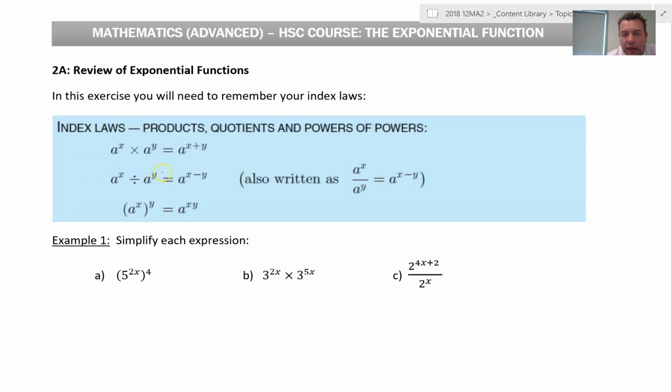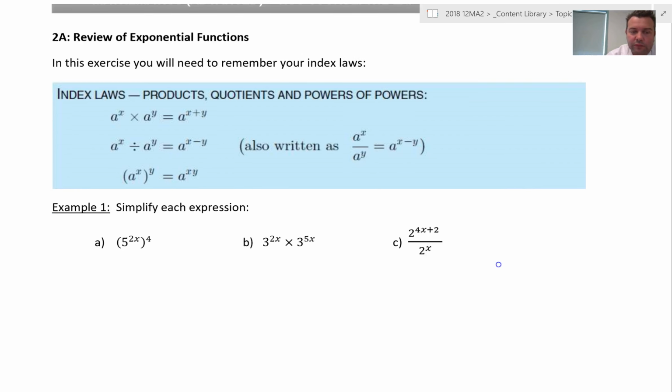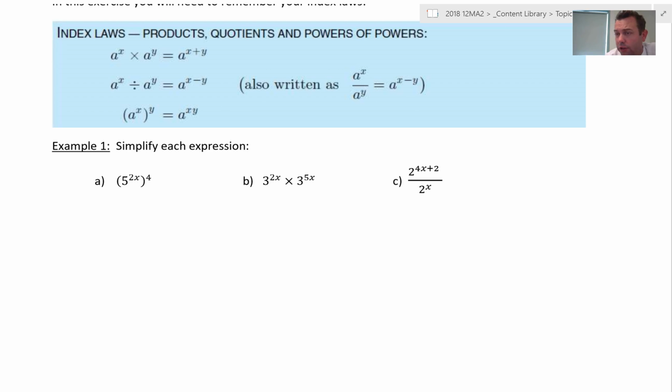Like this. Division works very similarly. Power to a power, well, if this were a 2, for example, that would be a to the x times a to the x. So that would be a to the 2x. A to the x to the y is a to the xy. Be careful not to confuse the coefficient and the base.